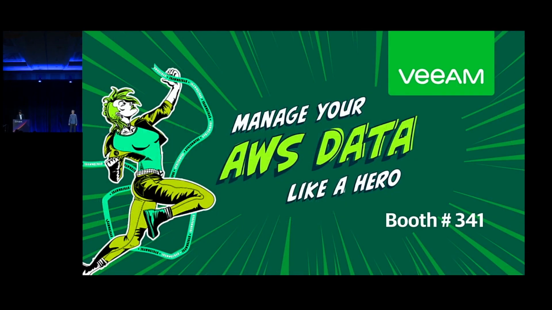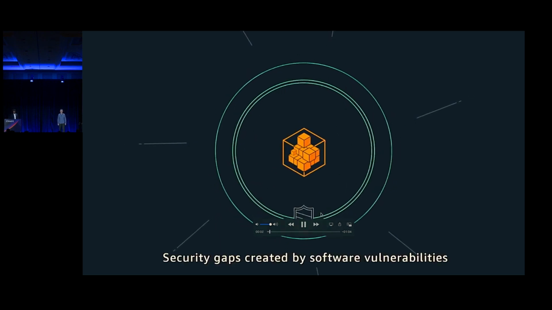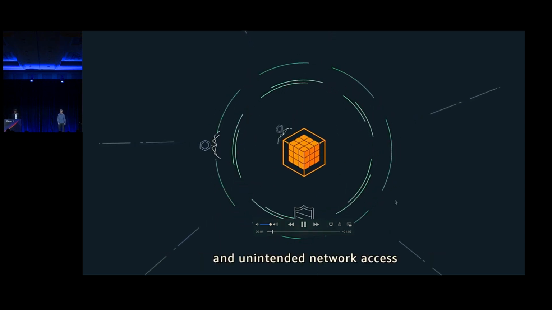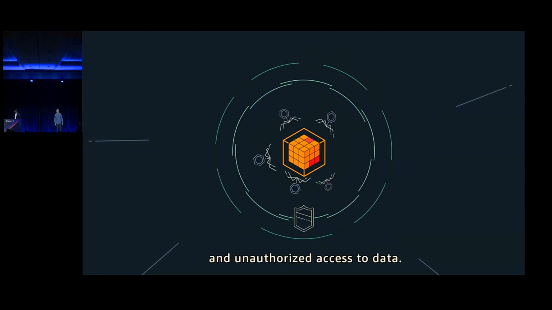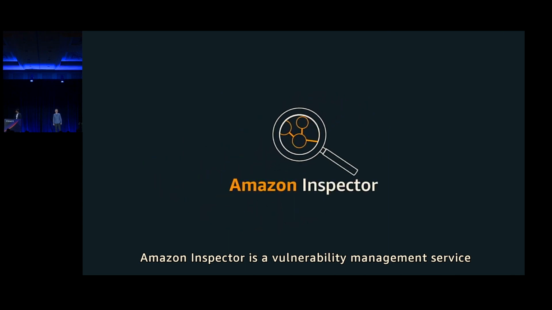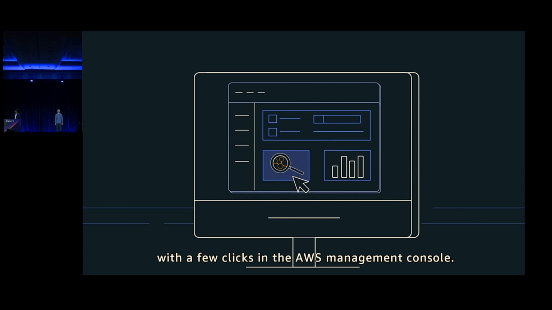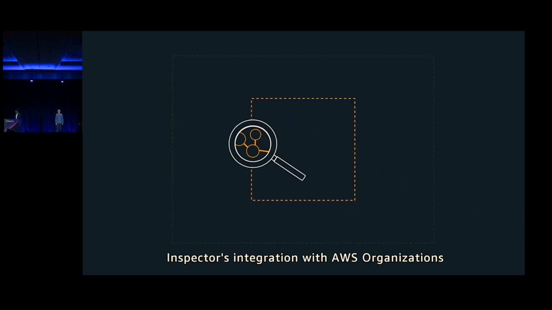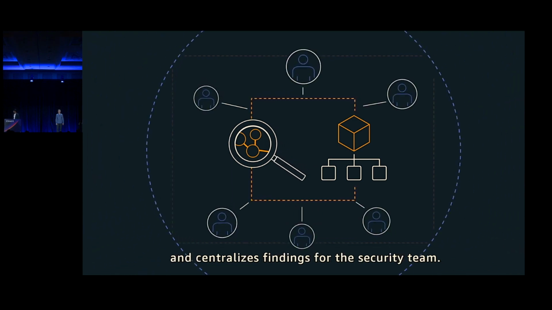Security gaps created by software vulnerabilities and unintended network access can lead to compromised workloads and unauthorized access to data. Amazon Inspector is a vulnerability management service that is easy to enable across your entire organization with a few clicks in the AWS Management Console.